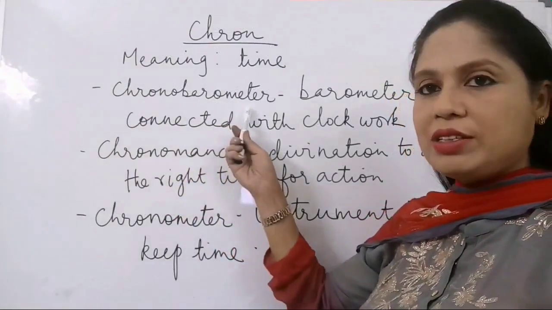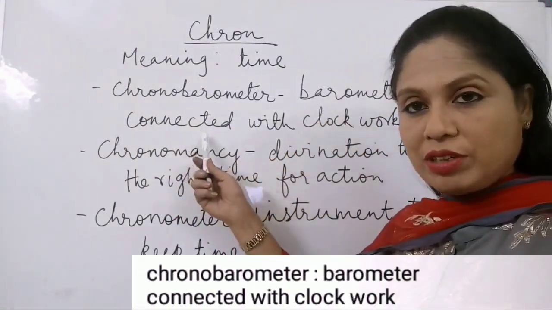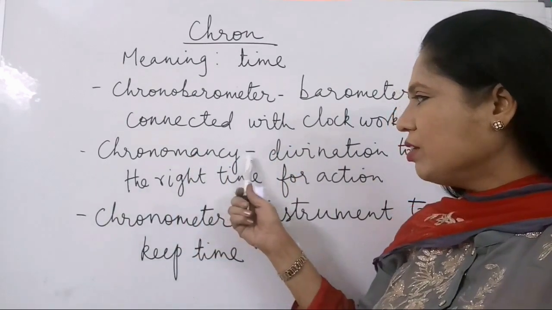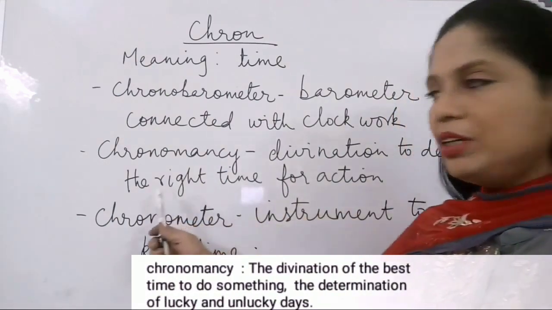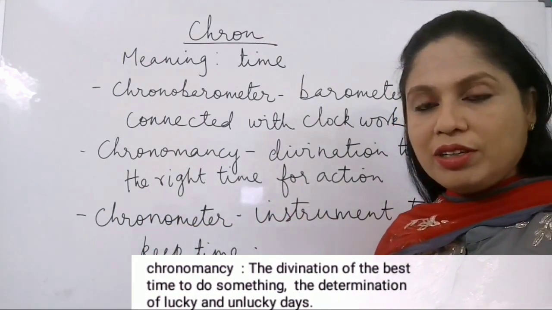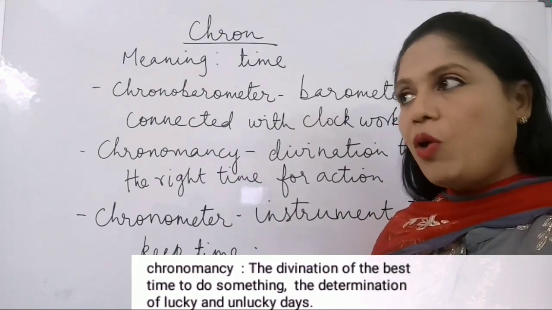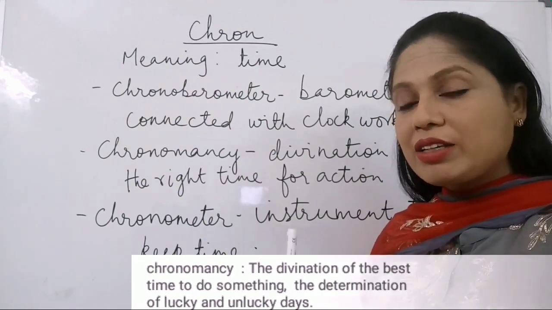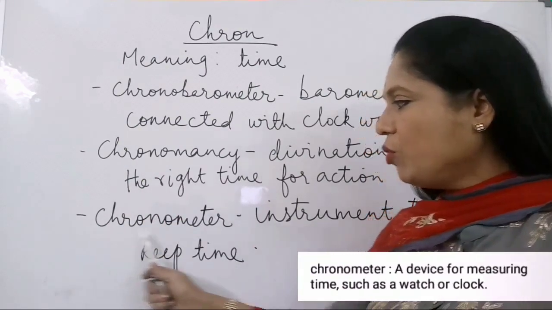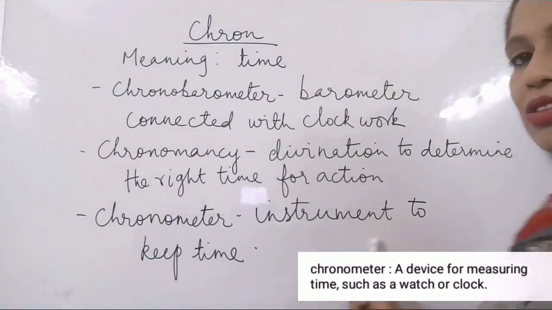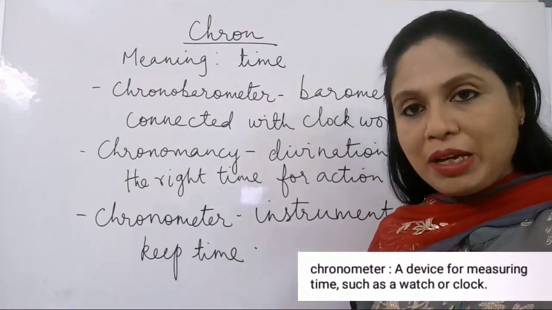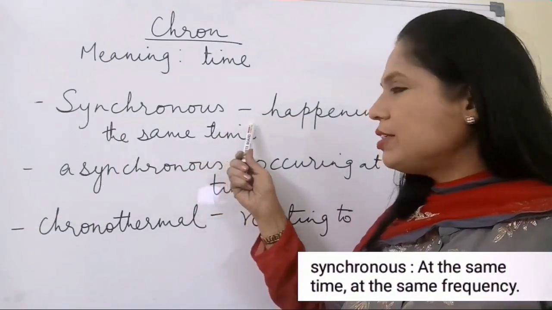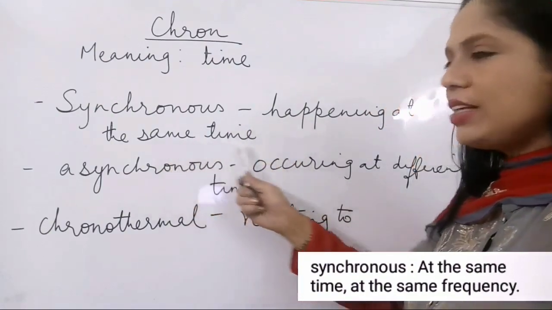A chronobarometer is a barometer which is connected with clockwork, indicates time. Chronomancy is a divination to determine the right time for action, something which guides you or tells you, now the time has come and you must act now. A chronometer is an instrument to keep time, keep as in maintain time. The word synchronous means something that happens at the same time.